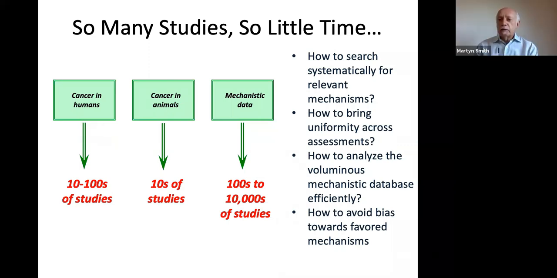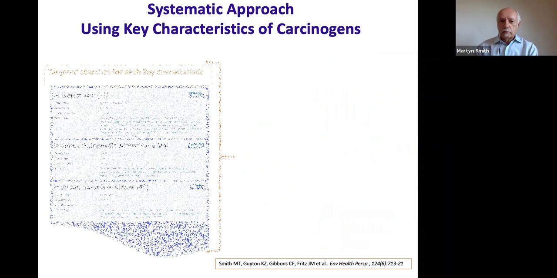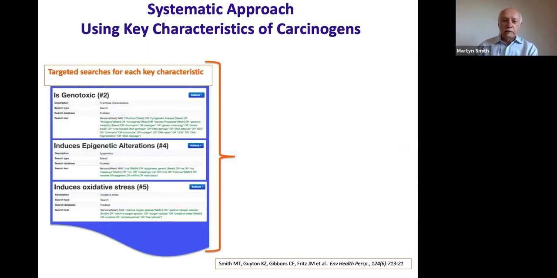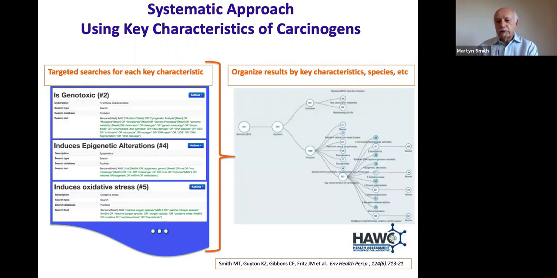How do we analyze this voluminous database efficiently, and how do we avoid this bias I spoke of earlier? So we've developed a set of keywords and MeSH terms. These are currently being revised by Luping Zhang and Kate Guyton, and are being expanded and used more. You can then put those into your favorite organizing program. This can be Hawk, an open software at IARC, but there are other systems like SysRev, which uses AI to organize these things.